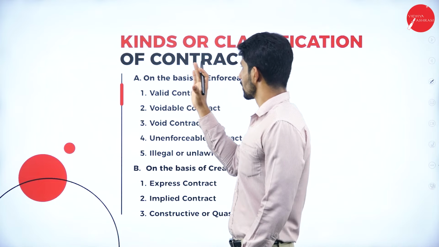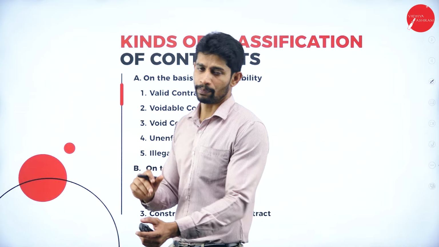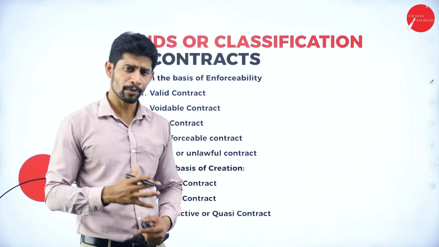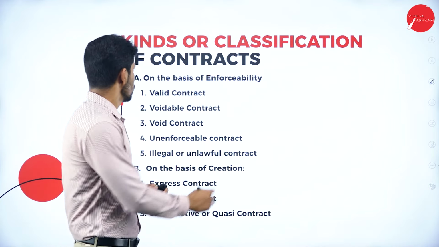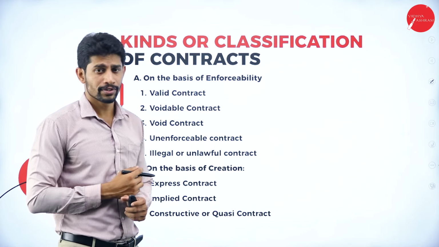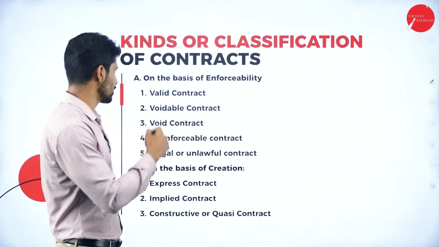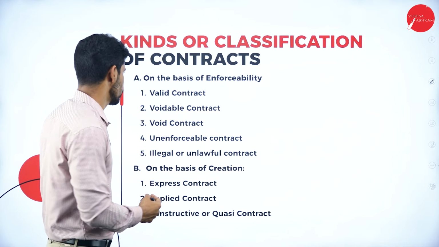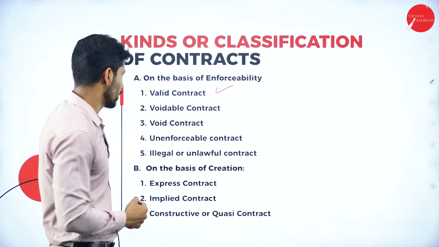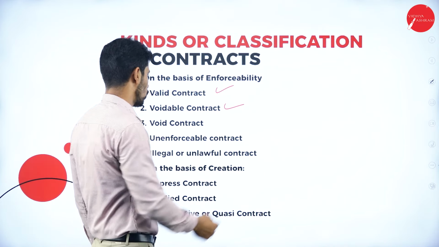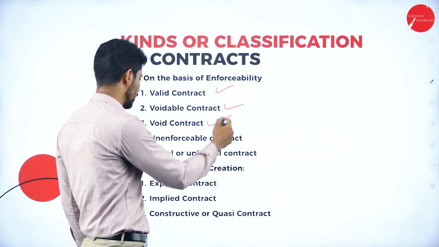Moving further, kinds or classifications of contracts. Based on the type of contract we are getting into, we are going to divide it into different categories. On the basis of enforceability of law, we are going to divide the contract into 5 types. First one is valid contract. Second one is voidable contract. Next one, void contract.